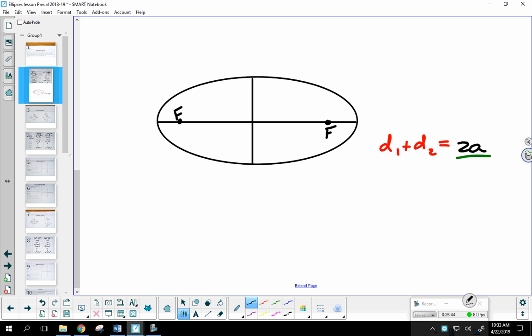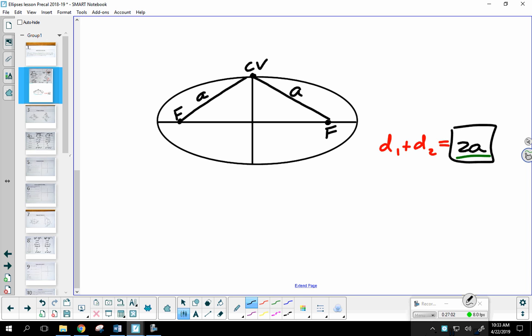So let's say I have my focal point. So let's say I connect it to this co-vertex right here. Okay, so this distance plus this distance. I know that those two distances, when I add them up, is always 2a, right? Well, if this is one of two locations where they're the same, that would be a units.